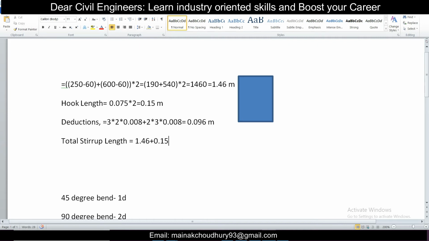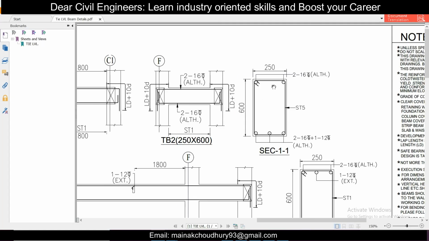The total deductions will be 0.096. So the total value will come out to be 1.514. So it will be 1.514 meters. This is the total length of this particular stirrup.